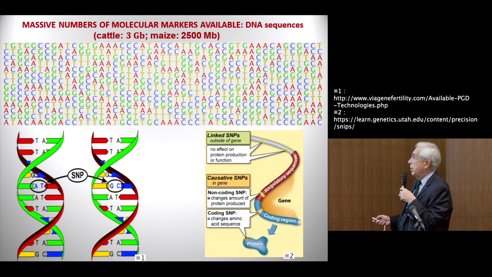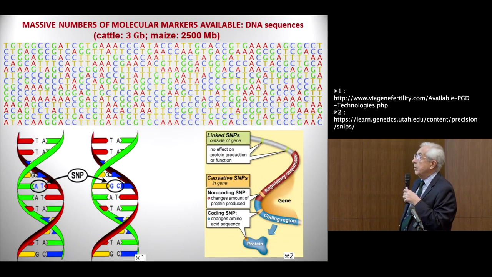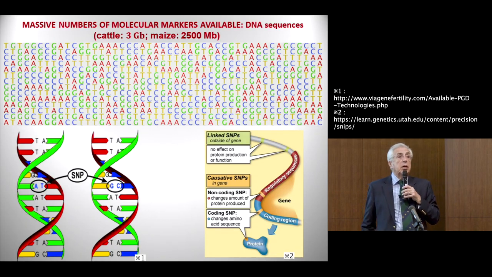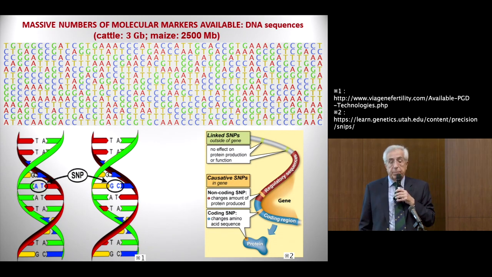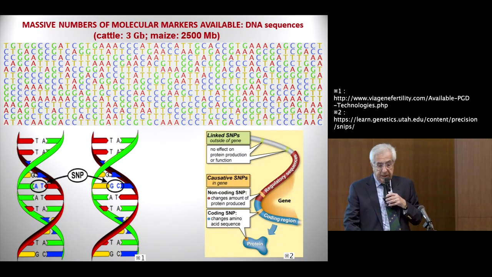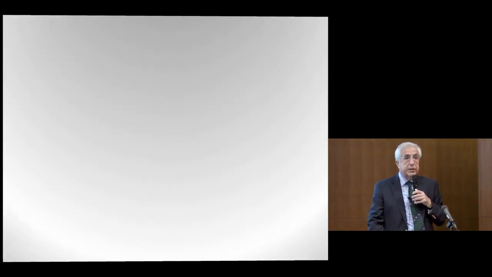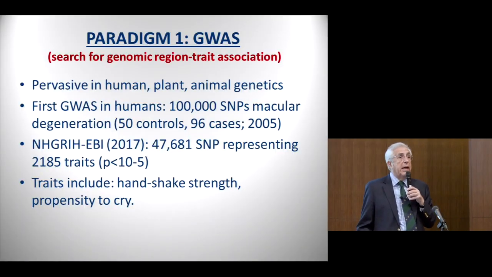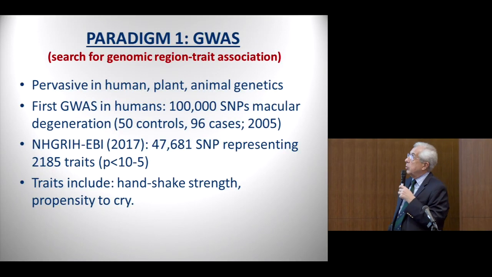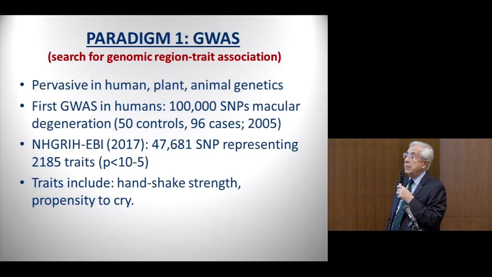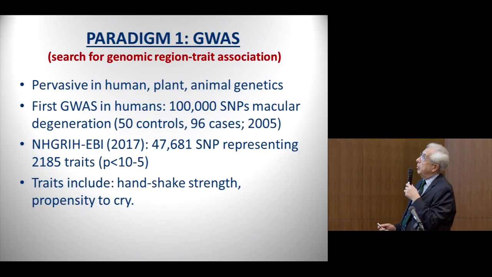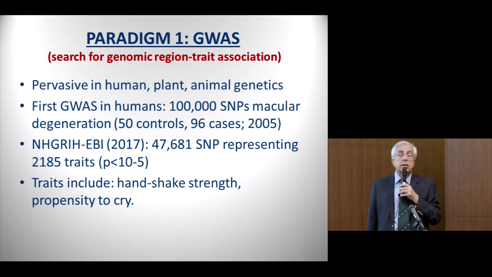So, for instance, there are markers in coding regions and regulatory sequences elsewhere, and the idea was to relate markers to phenotypic variation to see if they could be used either for agricultural breeding or perhaps for clinical practice in personalized medicine. So the first type of paradigm, which is very active in human genetics, is called genome-wide association studies, where they search for genomic regions that are associated with traits.